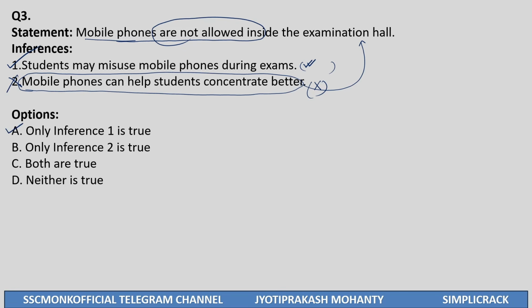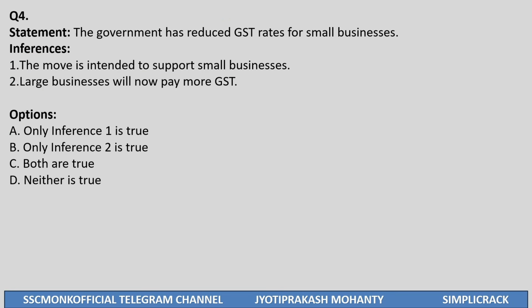Clear? Same logic we are using: possibility, and whether it can be derived from the given statement. Now, question number 4. The government has reduced GST rates for small businesses. Inference 1 is saying the move is intended to support small businesses. Absolutely right, because by reducing GST rates for smaller businesses, it helps them in terms of revenue. So this is logically right.